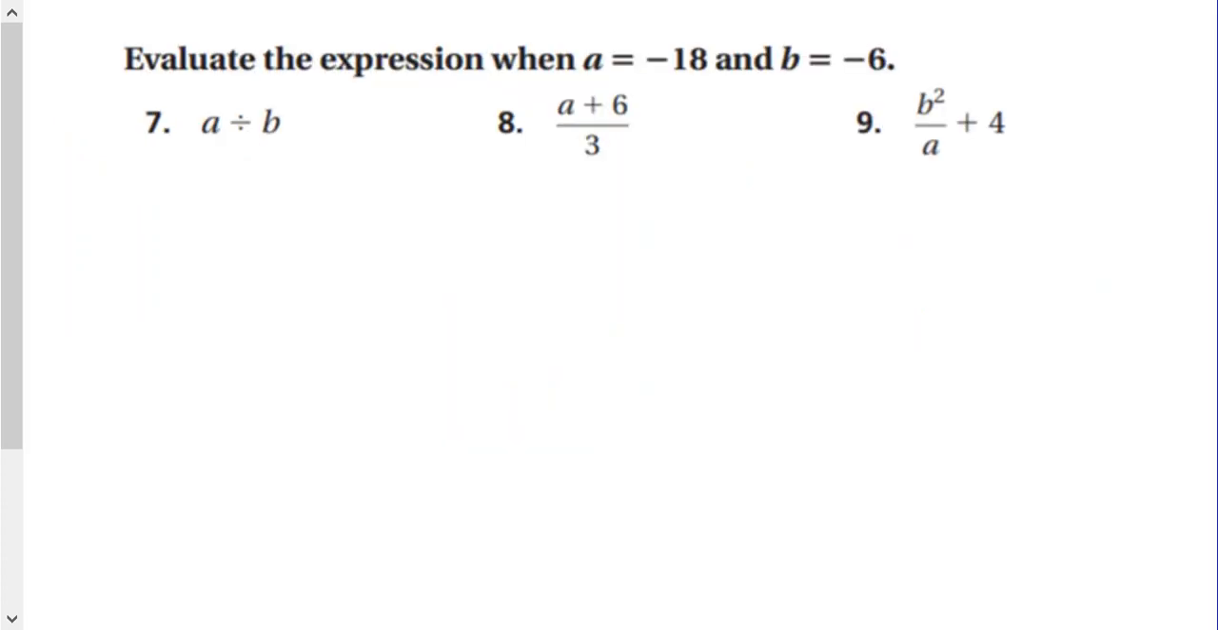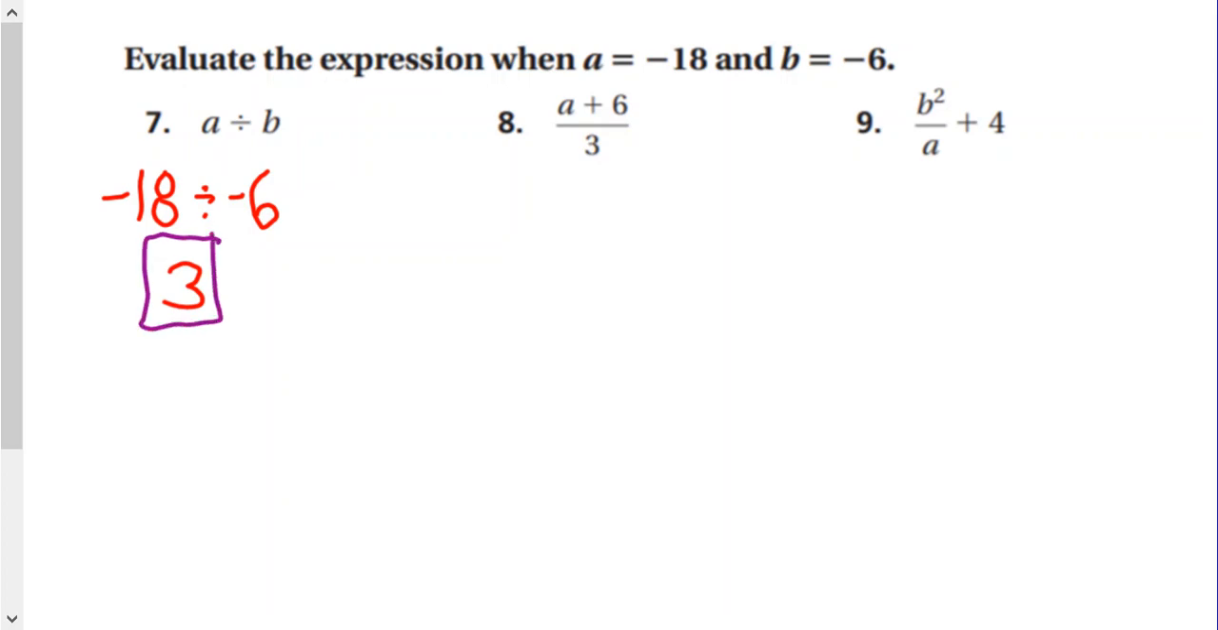Alright, lastly we got a few examples of evaluating expressions. So first one, a divided by b when a is negative 18 and b is negative 6. So we have negative 18 divided by negative 6. Alright, so if we look at our positives and negatives there, we got two negatives. So that means our answer will be positive. How many groups of 6 are there in 18? There are 3 groups of 6 in 18, and again, our answer is positive because we have two negatives.